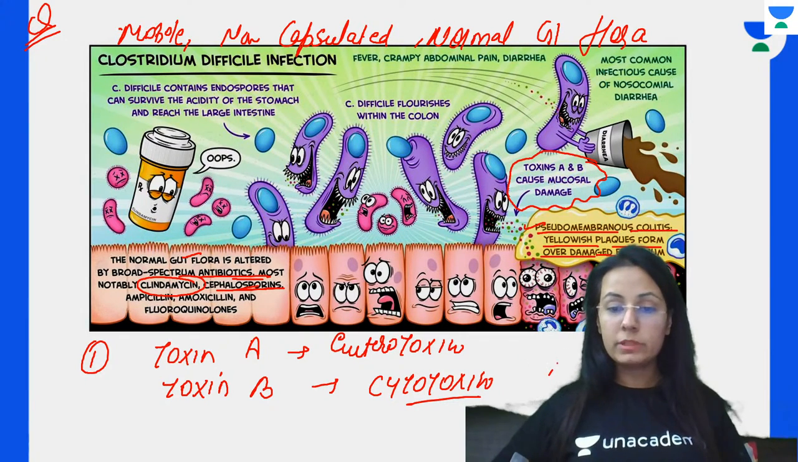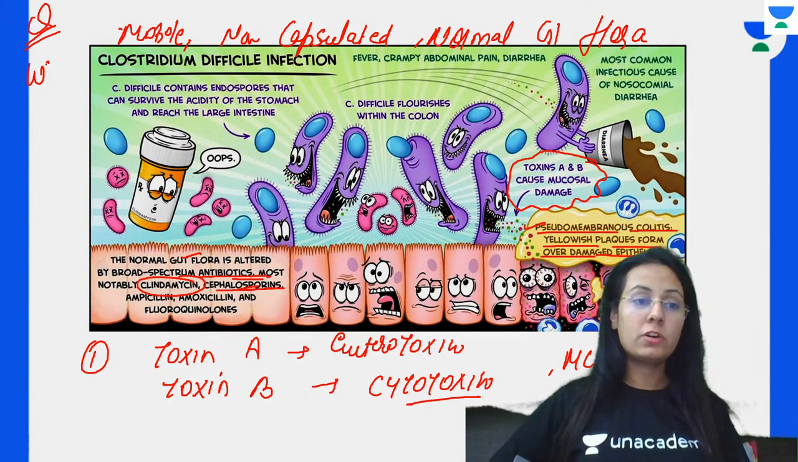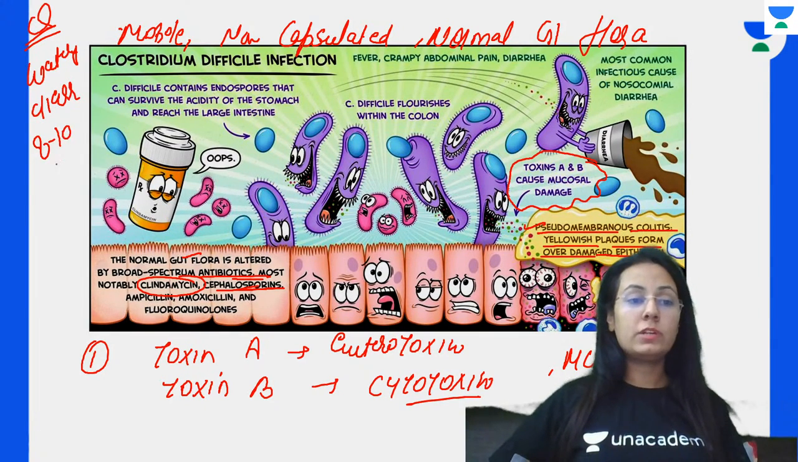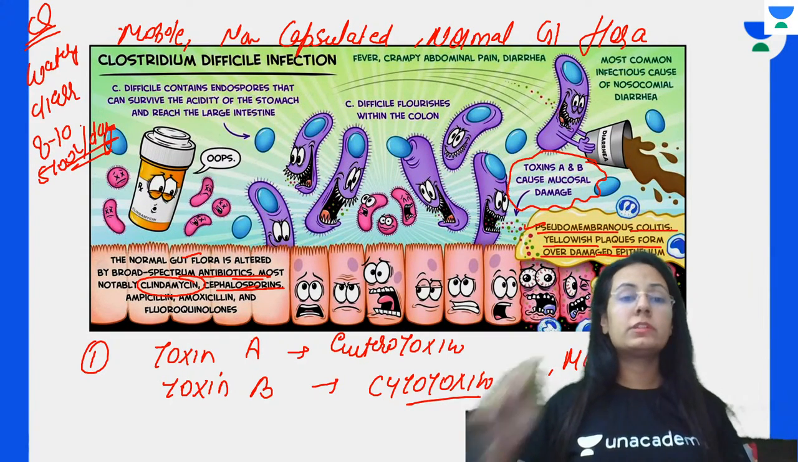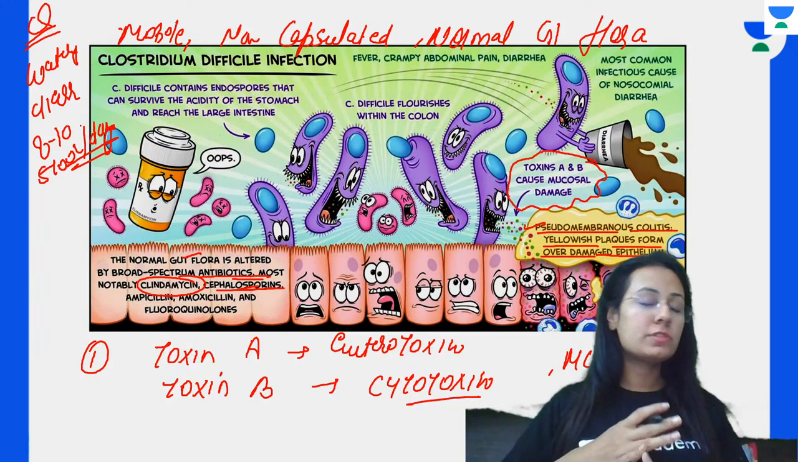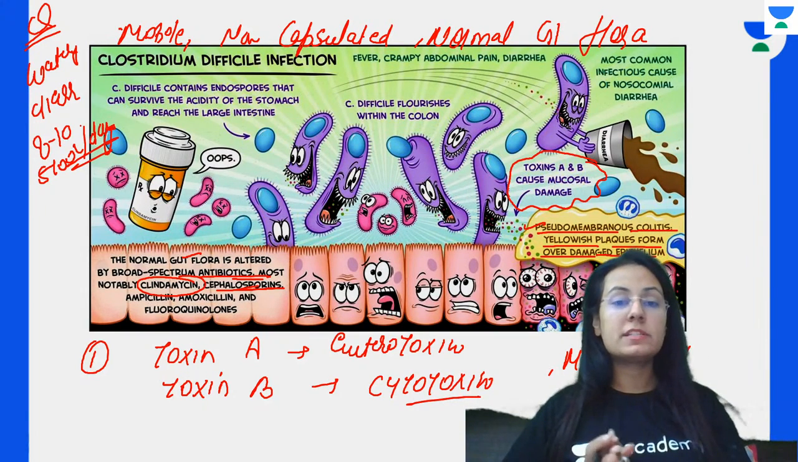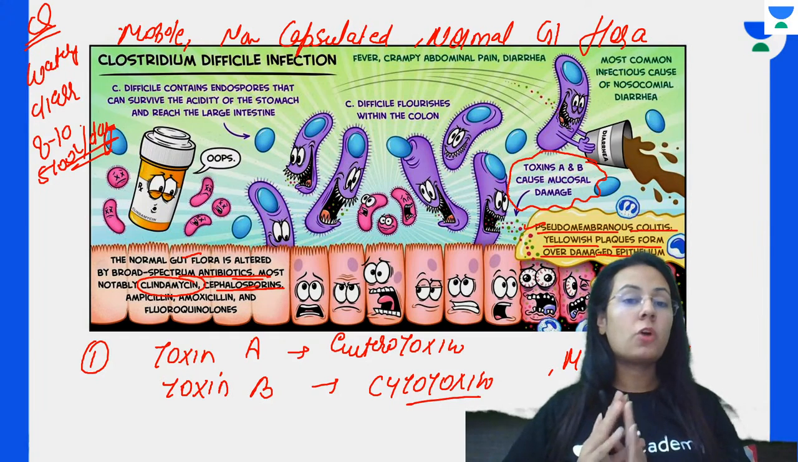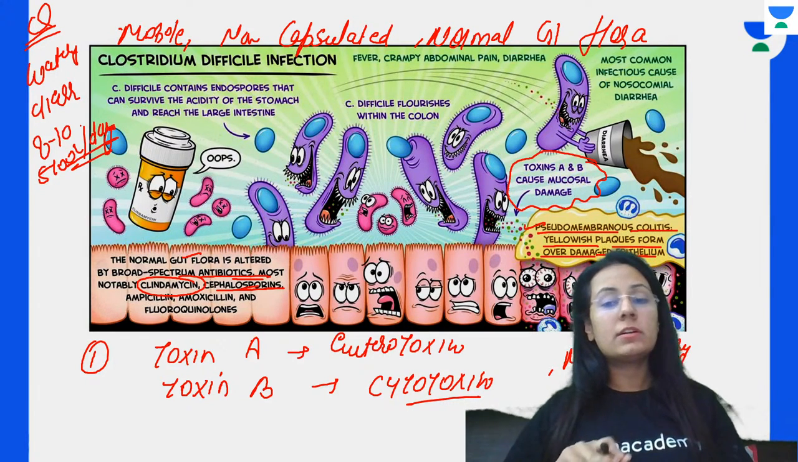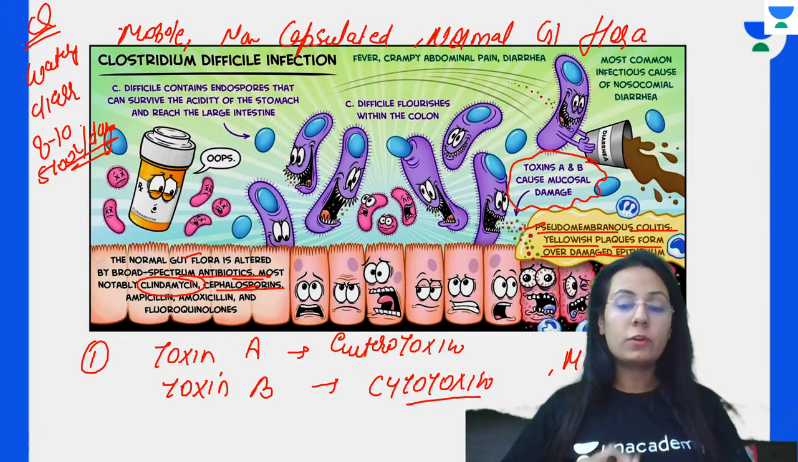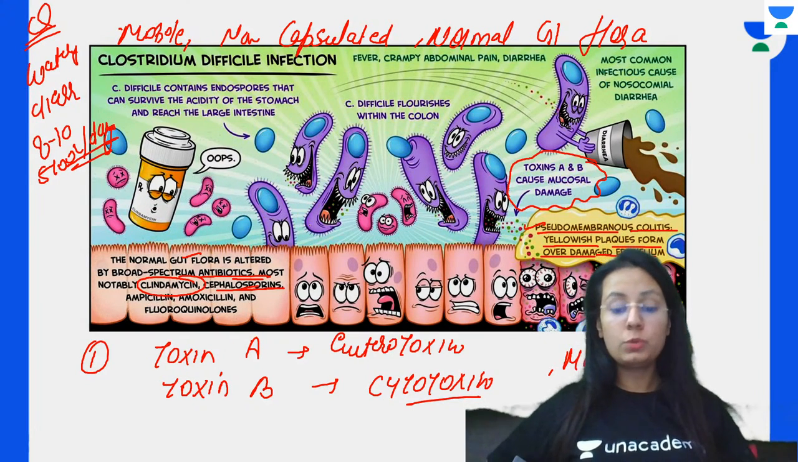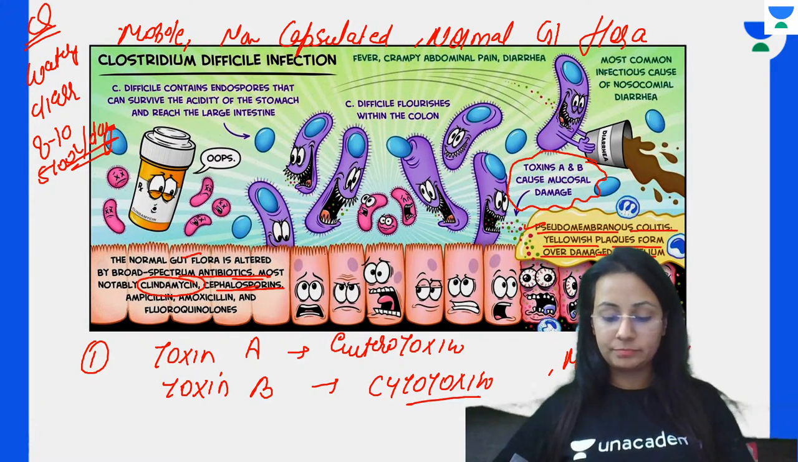And what is the most common clinical feature they will present with? Watery diarrhea. They will present with watery diarrhea, and that is 8 to 10 stools per day. Although Clostridium difficile is also present in normal feces and the normal GI flora, under these aggravating factors it causes what? Watery diarrhea, up to 8 to 10 stools per day.